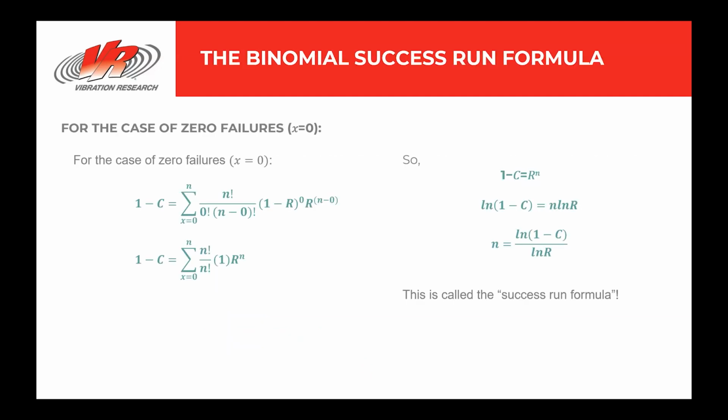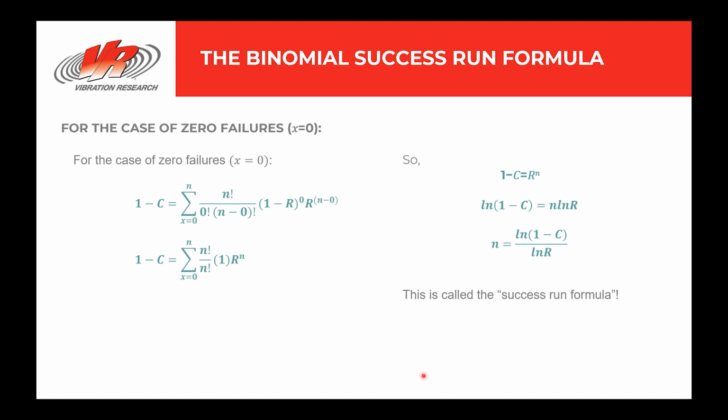From that, we can develop what we call the binomial success run formula. Success run testing means that 0 failures are allowed. So we're going to run this test, and we'll say that we met our reliability requirement if at the end of the test, we didn't have any failures during the test or when we're all done with the test. So we set x equal to 0 in our binomial probability distribution.